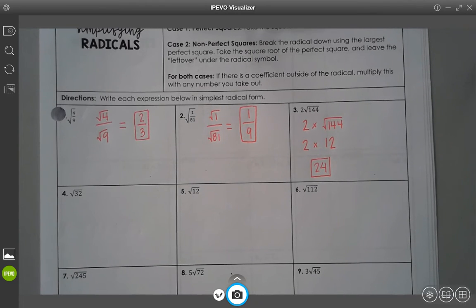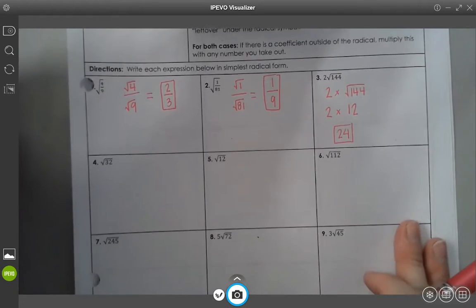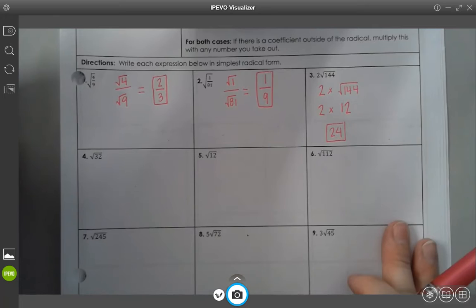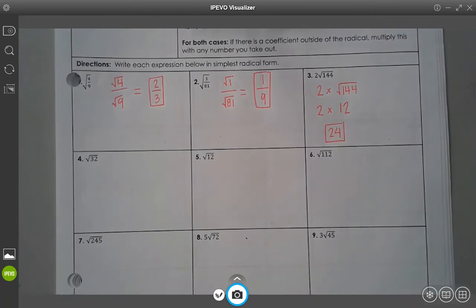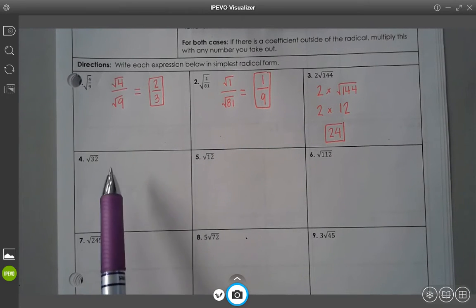Now the rest of these that we have, these numbers. Jacob Durham, Devin Smith, report to the office immediately. Jordan Durham, Devin Smith. These next numbers, we do not have perfect squares.